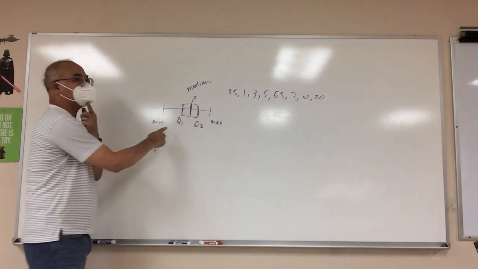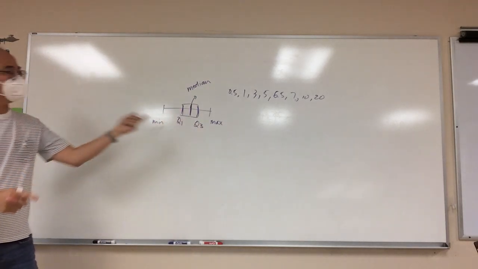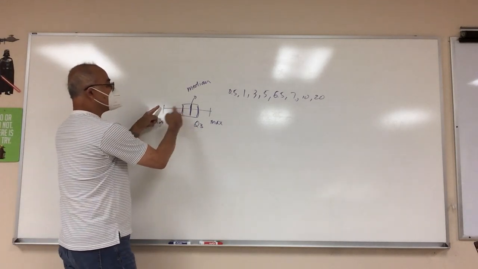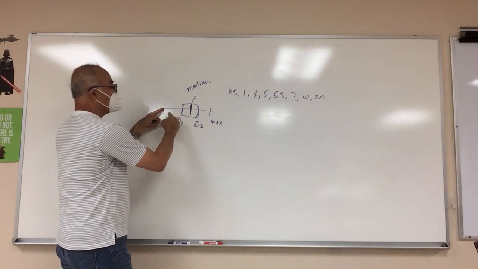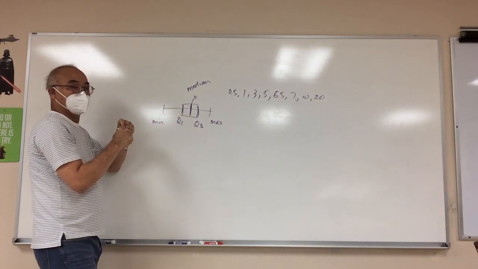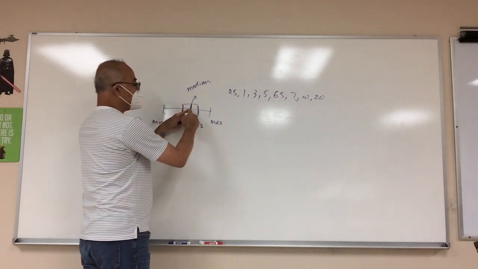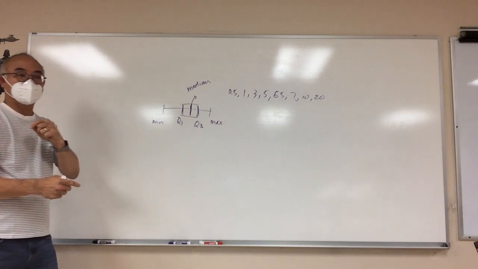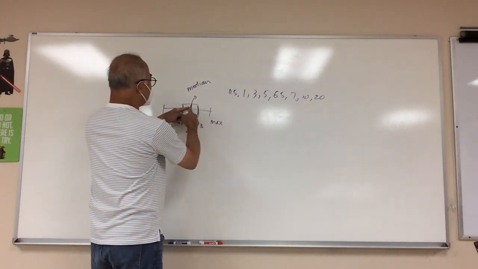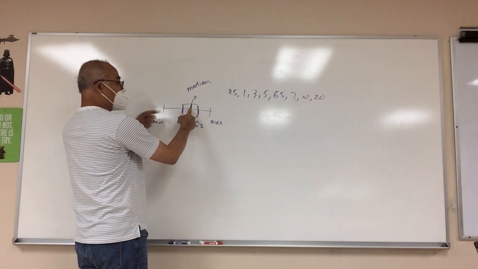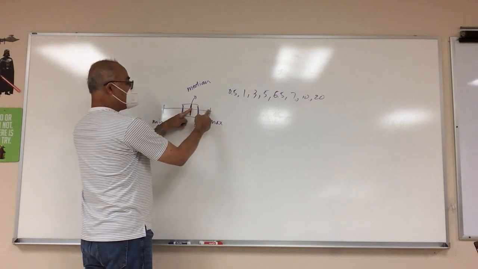So how do you find Q1? Does anyone remember how to find Q1 or Q3 for that matter? Q1 is the median of the bottom half of the data set. Okay? Q3 is the median of the upper half of the data set. Which means that from here to here, I have what percent of my data? Half, 50%, correct? Here to here is what?